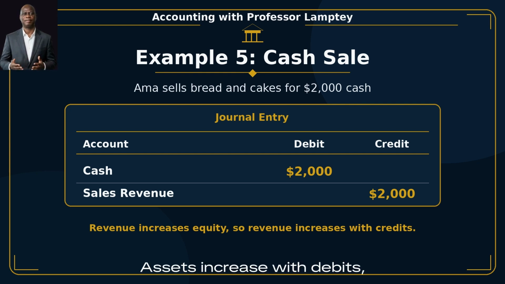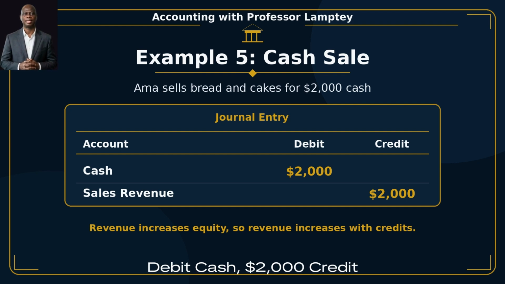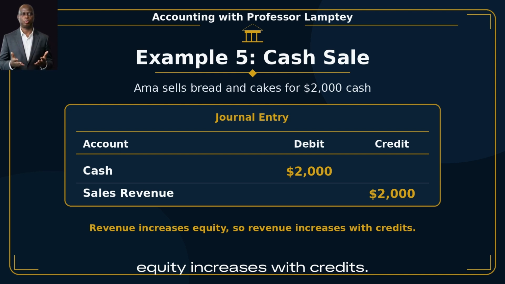Assets increase with debits, so we debit cash. Revenue increases with credits, so we credit sales revenue. The journal entry is debit cash, $2,000. Credit sales revenue, $2,000. Revenue increases equity. So even though we are not directly crediting owner's capital, revenue still increases the owner's claim on the business. That is why revenue has a normal credit balance. Revenue increases equity, and equity increases with credits.